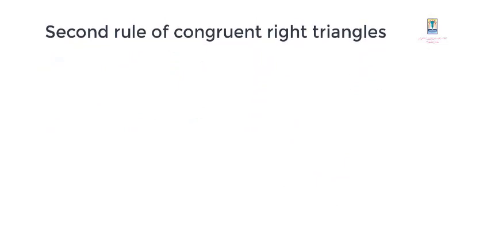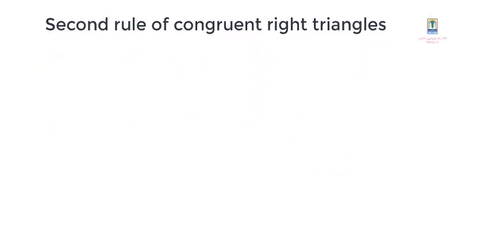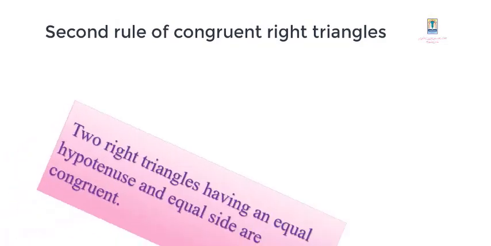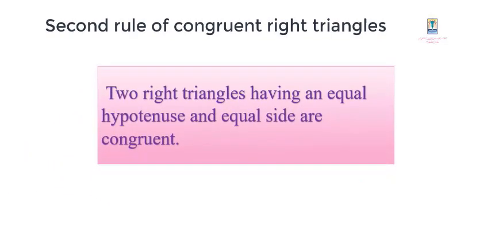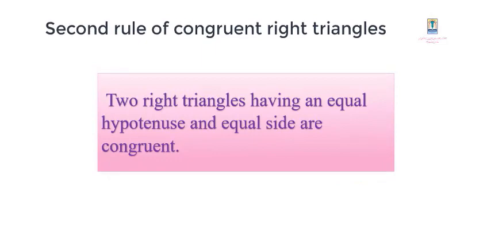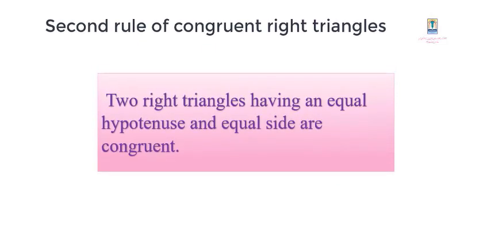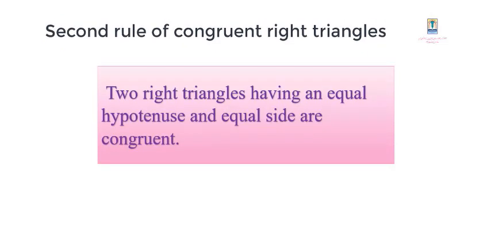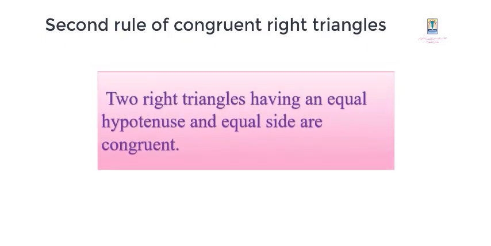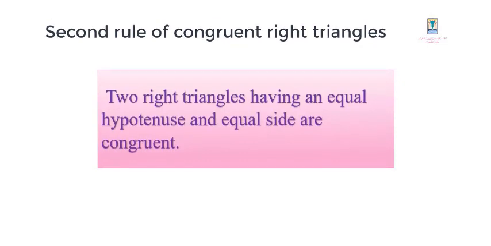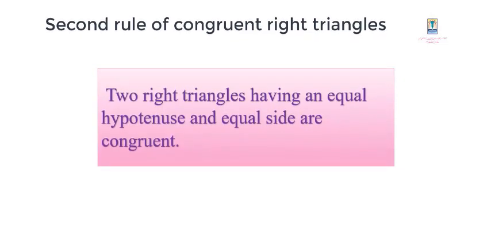Now, the second rule of congruent right triangles is two right triangles having an equal hypotenuse and equal side are congruent. Pay attention, they should be right triangles to use this rule. We cannot use it in another case of congruent triangles.